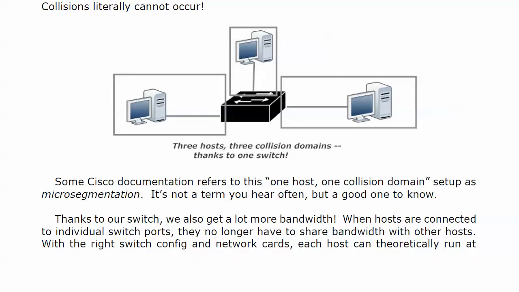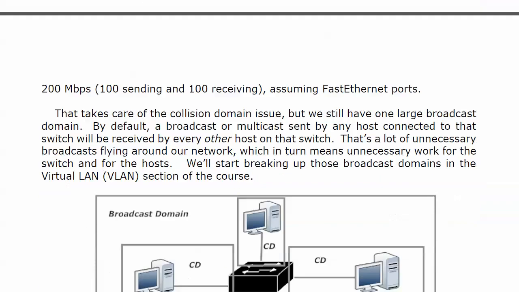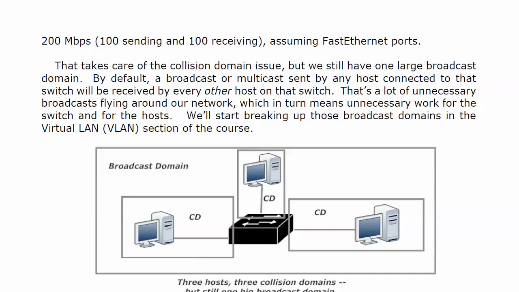Now, also, thanks to our switch, we get a lot more bandwidth than we used to get. And with all that voice and video flying around, we'll take all the bandwidth we can get. Because when hosts are connected to individual switch ports, they don't have to share bandwidth with other hosts. And with the right switch config and the right network cards, each host can theoretically run at 200 meg per second, 100 sending, 100 receiving, and that is assuming Fast Ethernet ports, which most ports on modern Cisco switches are. Not all of them, but the ones we'll be using here are capable of Fast Ethernet speed.